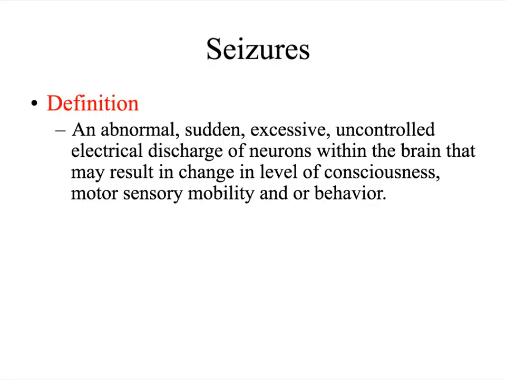This is your book's definition of a seizure. Essentially, it's an abnormal, excessive electrical discharge of neurons within the brain. It results in different types of presentations, but it can result in loss of consciousness, motor, sensory, mobility, and or behavior. And we'll talk about all the different types of seizures, the different causes, and how to identify each type of seizure and what the causes are, etc.